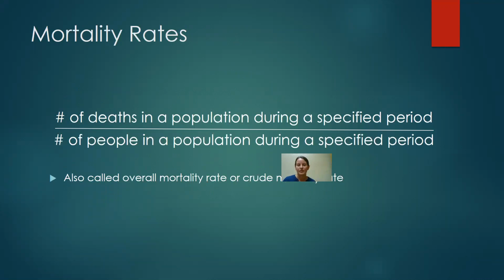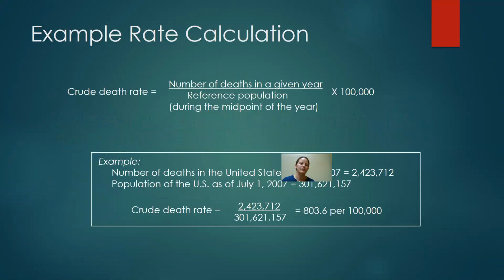You might see an infant mortality rate where we're looking at death within the first 12 months of life. So various permutations of this type of rate calculation within mortality and beyond. So here is an example with numbers in it. If we wanted to calculate the mortality rate in the US in 2007, we could go to vital statistics records, which we'll be talking more about in the future, and get the number of deaths. So it's just over 2.4 million.